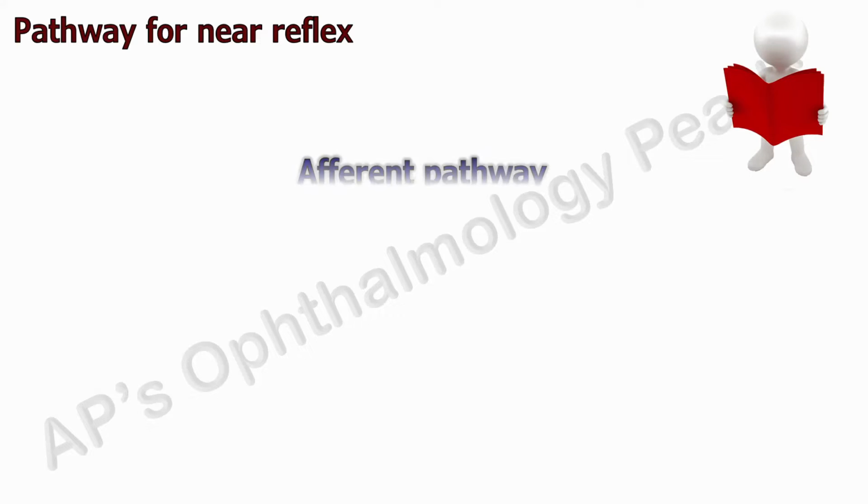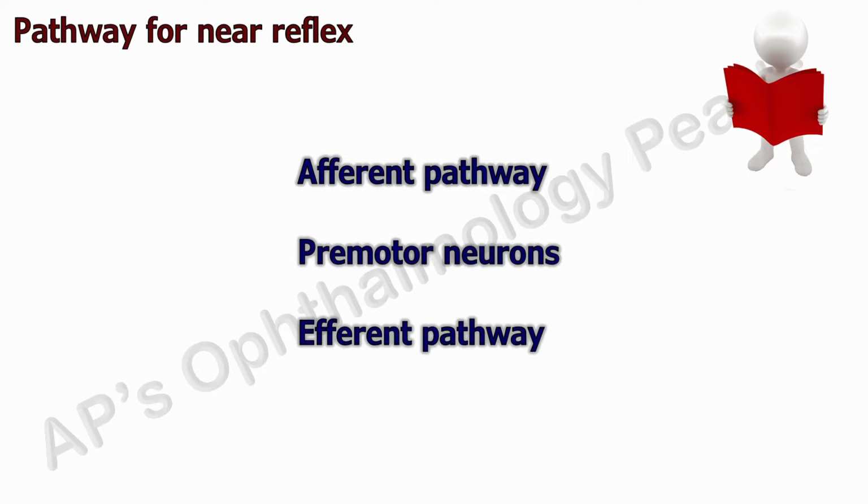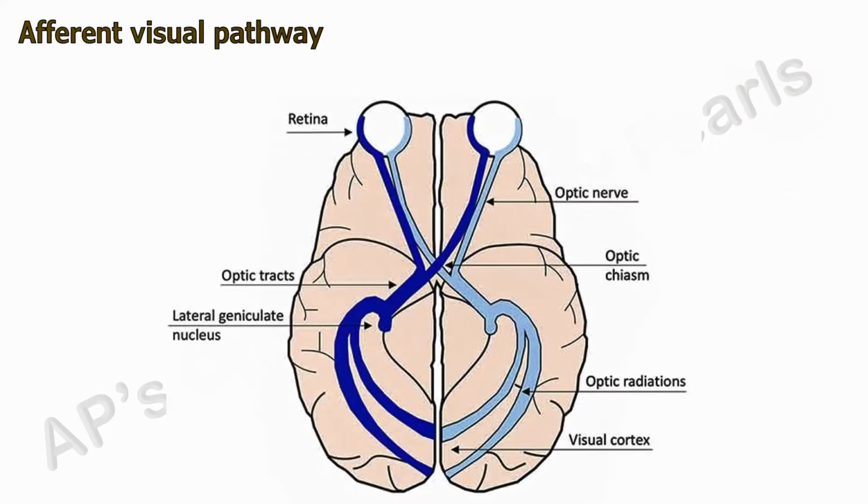The stimulus for the near triad is retinal blur and conscious visual fixation on a near object. The pathway for the near reflex involves three components: the afferent pathway, the premotor neurons, and the efferent pathway. The afferent pathway follows the visual pathway from the retina to the striate cortex via the optic nerve, chiasm, optic tract, lateral geniculate body, and optic radiations.